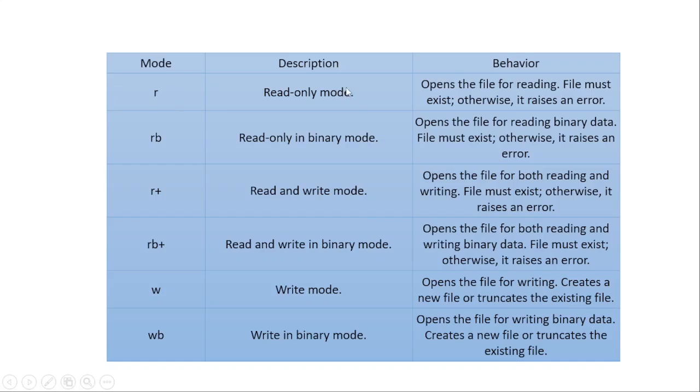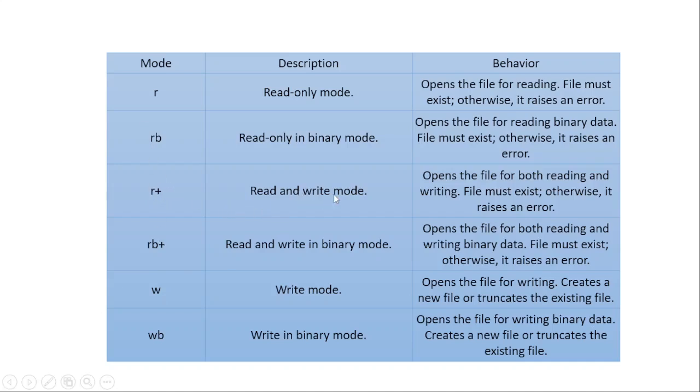This is just when we want to read from the file, and it's going to open this file, but the file must exist when we are using the character r. If it does not exist, it's going to raise an error. Then we're going to be using w as the writing mode, and it's going to open the file for writing. If the file does not exist, it's going to create a new file, or truncate the existing file. So you can just pause the video and go through this.